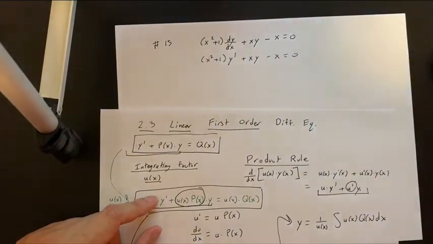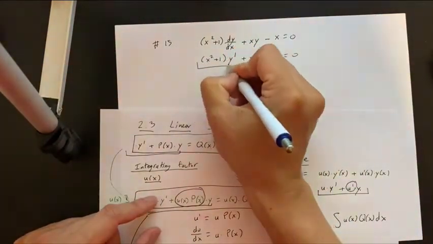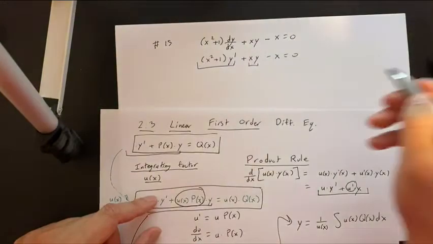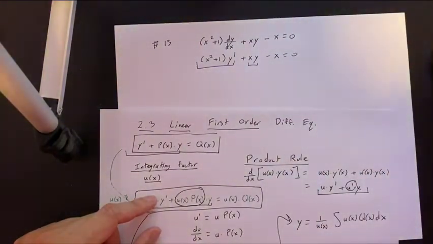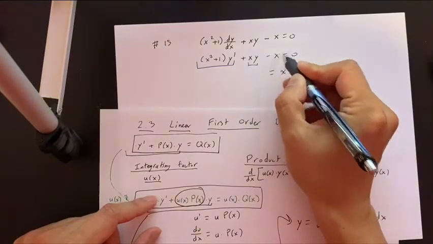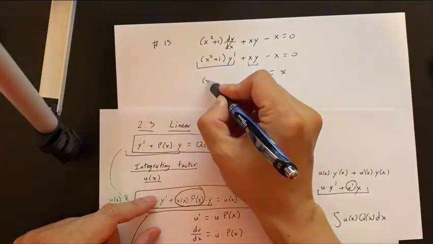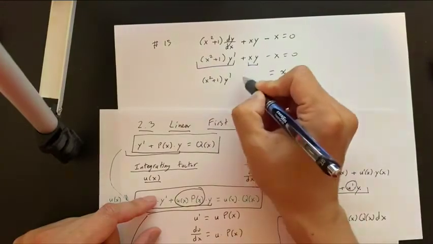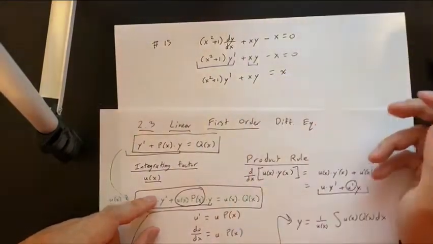All right, so there it is. This is my y prime term, this is my y term, and this is the x. So I'm going to move it over to the right side, which will become a positive x. And here's x squared plus 1, y prime, and this is xy.